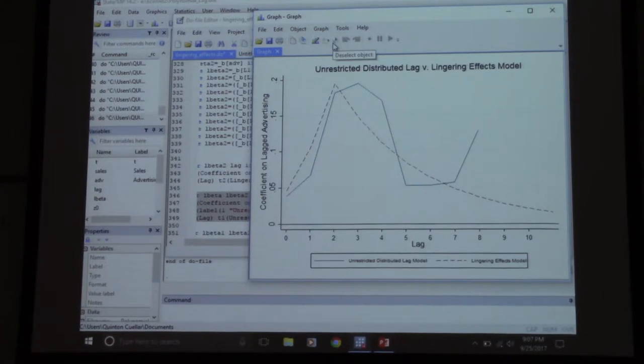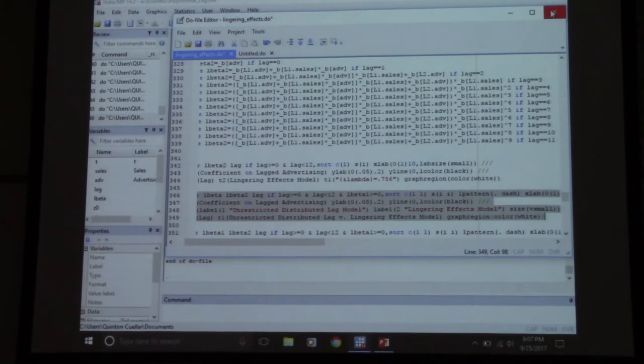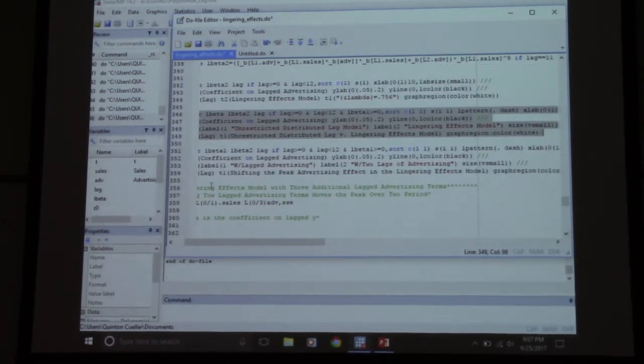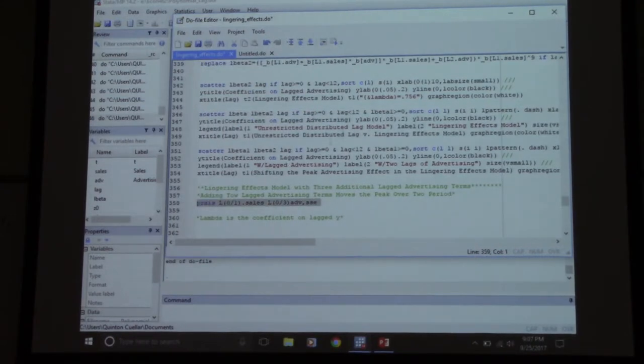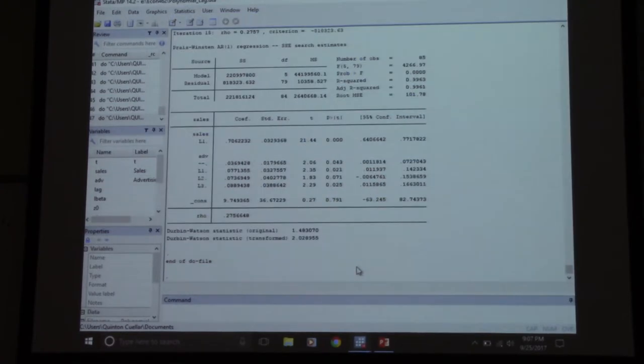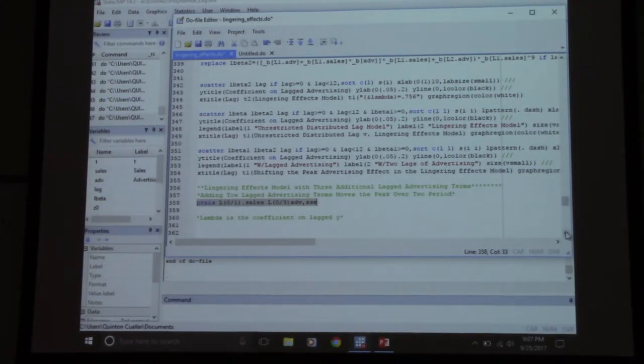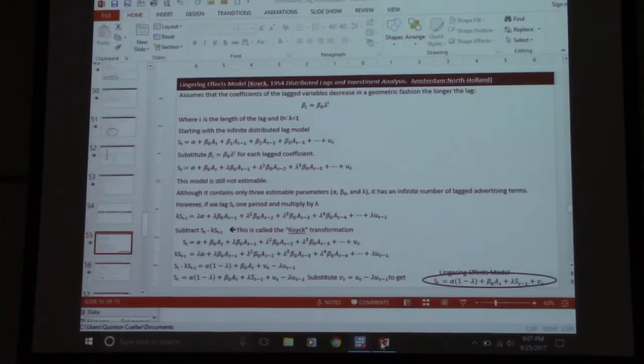Maybe one more, three periods. So we add another lagged advertising, which is a three period lagged advertising. And here it is. Again, the coefficient on lagged advertising is the carryover, and that's 0.7 now, 71-ish. What are we doing? We're doing three periods now, so let's go.